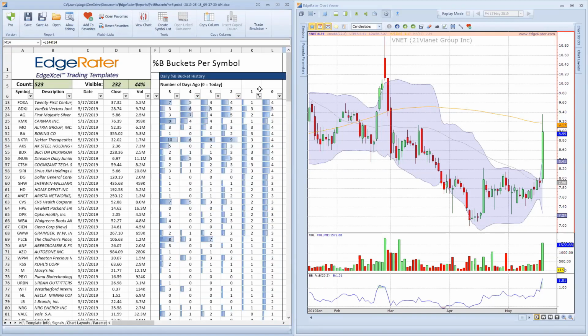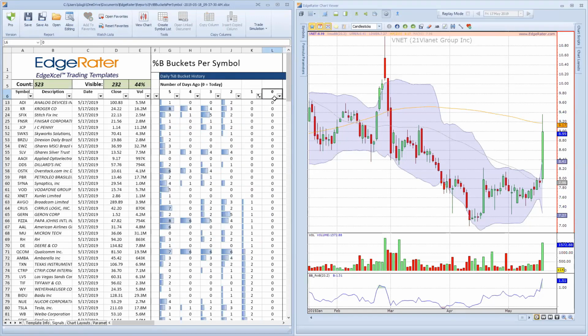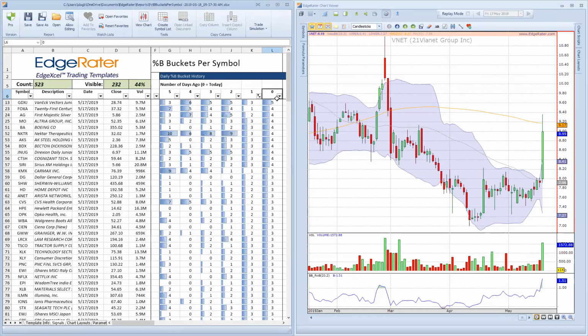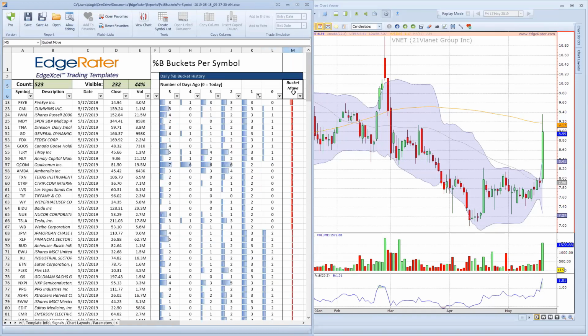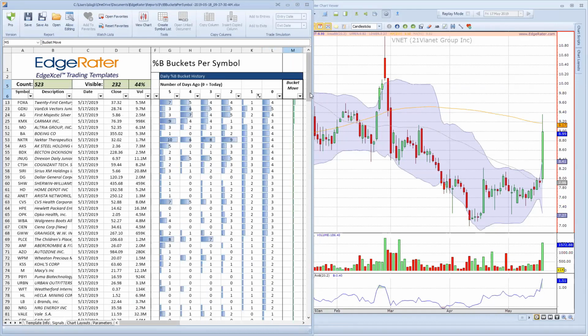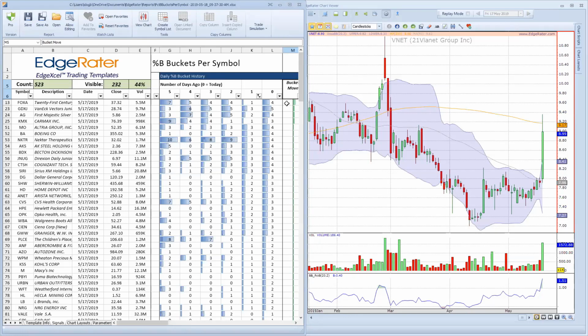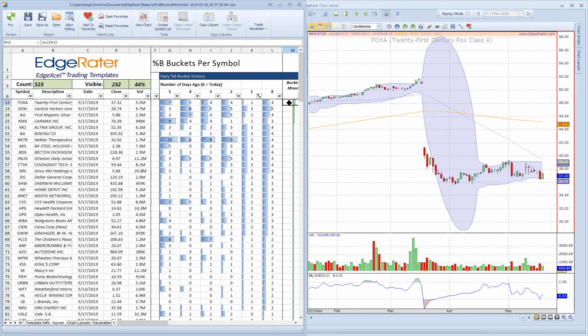So kind of bottom fishing sort of idea here. And then looking at the current column, current bar, and sorting by the highest bucket, essentially. Or you could just go to bucket move and sort by bucket move. So these are the stocks that were in their lower bucket areas and are now starting to move up.